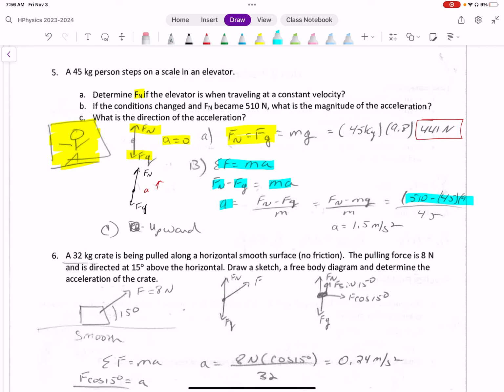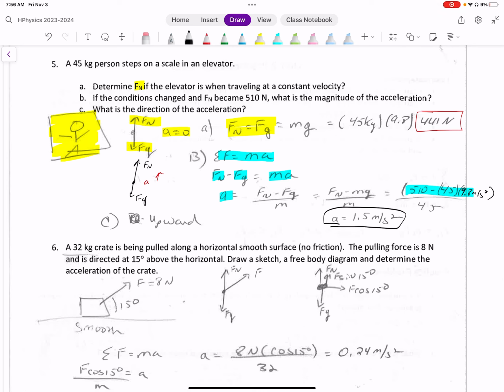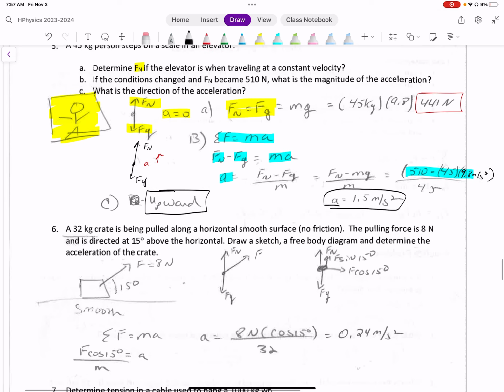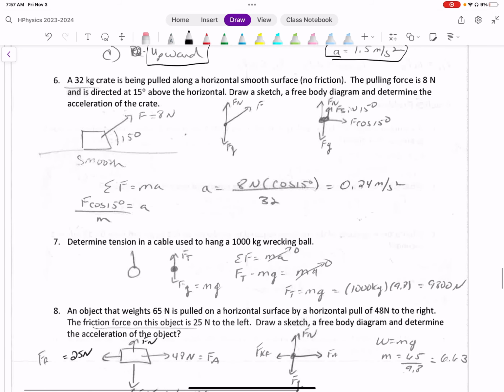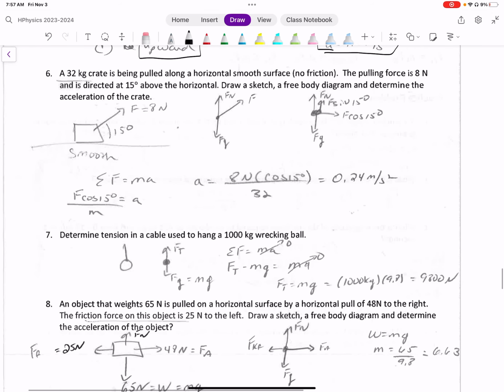newtons, minus the mass of the person, which is 45 kilograms, times little g, which was 9.8 meters per second squared. And then you'll find the acceleration is a positive 1.5 meters per second squared. You didn't even have to solve for acceleration to know that it was upward, because force normal now was greater than force of gravity, so it was upward. It's positive. If it came out negative, then it would have been downward.